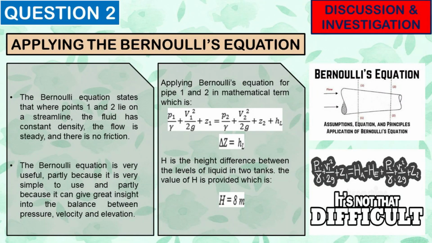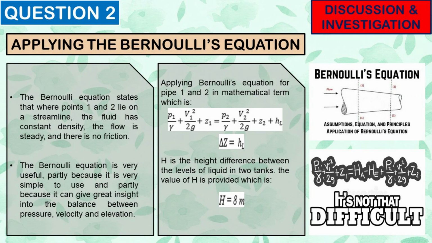Hi, I'm Haniza and I will present the discussion and investigation. For question 2, we apply the Bernoulli equation. The Bernoulli equation states that where points 1 and 2 lie on a streamline, the fluid has constant density, the flow is steady, and there is no friction. The Bernoulli equation is very useful, partly because it is very simple to use and partly because it can give great insight into the balance between pressure, velocity, and elevation.